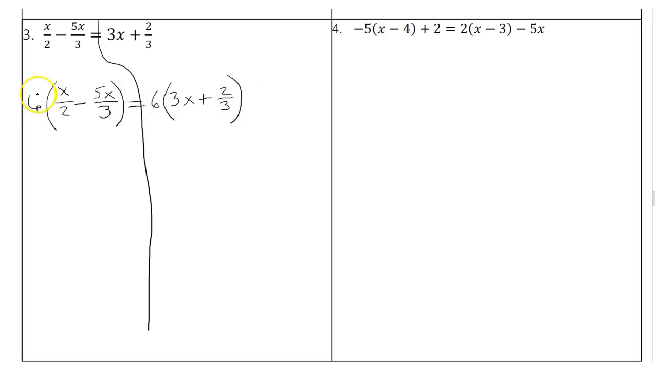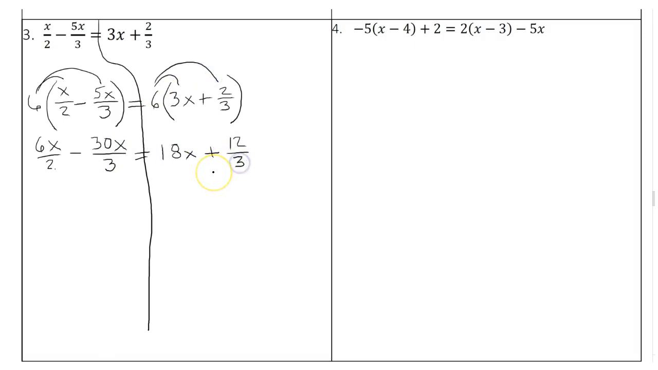Multiply 6 times the top of each fraction only, for 6x over 2 minus 30x over 3 equals 18x plus 12 divided by 3. Now we can simplify to eliminate the fractions. 6 divided by 2 is 3x, minus 30 divided by 3x is negative 10x, 18x, and then 12 divided by 3 is 4. Now we can follow the steps we learned today.